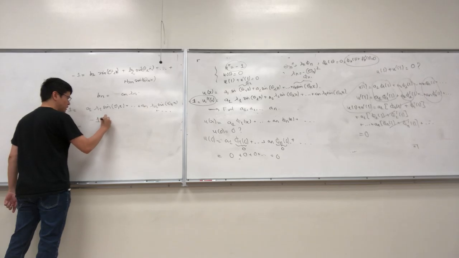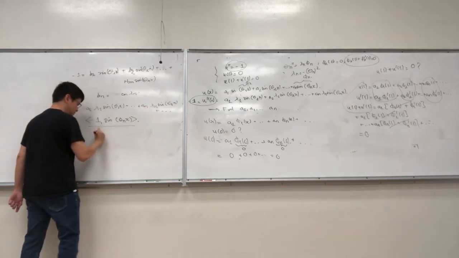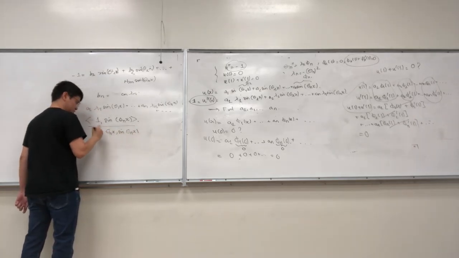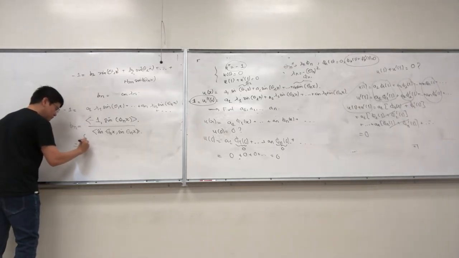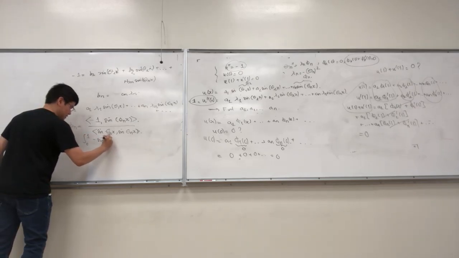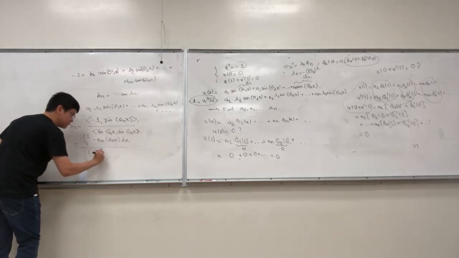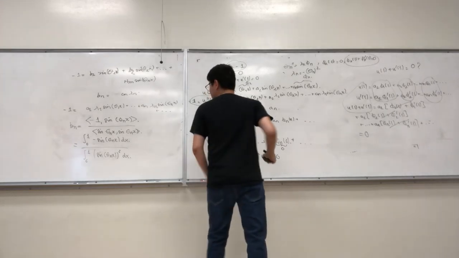So bn will be minus 1 in the product with sinus of n theta x, dividing by sinus of theta nx, sinus of theta nx. You just take the inner product of minus 1 with sinus theta nx and you divide by sinus theta nx, sinus theta nx. It's clear? Questions? Right, so this inner product will give you the integral from 0 to 1 of minus sinus of theta nx dx, dividing by integral from 0 to 1 of sinus theta nx square dx. Alright?